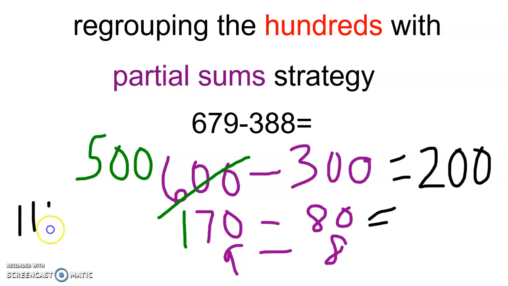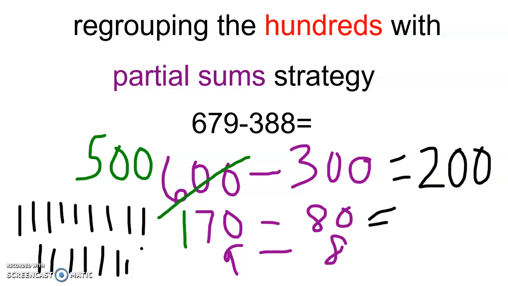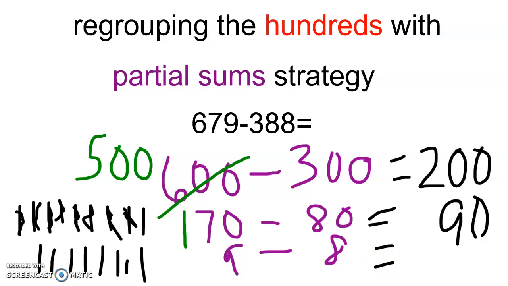them. 10, 20, 30, 40, 50, 60, 70, 80, 90, 100, 110, 120, 130, 140, 150, 160, 170. Now I'm going to scratch out by just scribbling with my pen 8 of them. 10, 20, 30, 40, 50, 60, 70, 80. And then I'm going to count the ones that I did not scratch out because that's what's left over. So I count 10, 20, 30, 40, 50, 60, 70, 80, 90. So I have 90. And then I say 9 minus 8, that's 1.